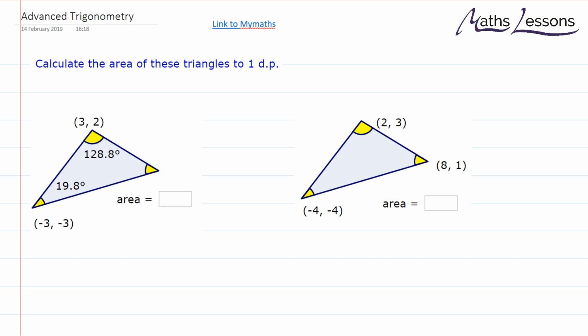Right, welcome to today's live stream. We're going to be doing some advanced trigonometry, so mainly using sine and cosine rule, maybe some other stuff with Pythagoras involved as well. Let's see how you get on with the first of these two triangle problems. I'll give you 3 minutes to have a go at that one there.